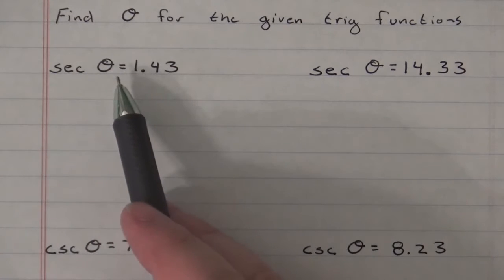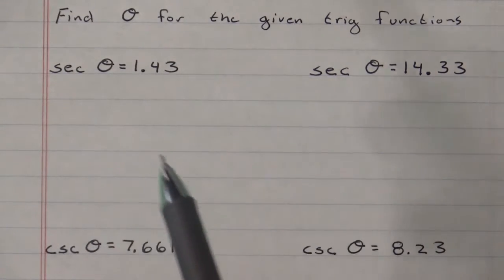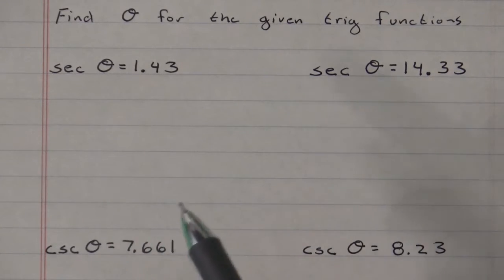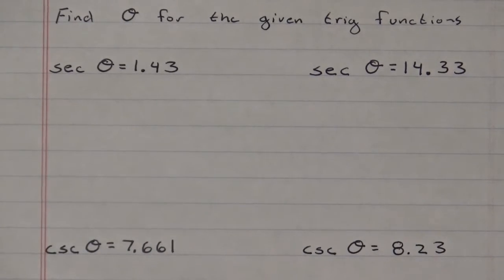On your last page of notes, I've given you some problems where in this case we have to find secant of theta. The next one down is cosecant of theta, and what you should see on your page next is cotangent of theta. As you already know, secant, cosecant, and cotangent are not in your calculator. They're not there. So we've got to do some finagling.